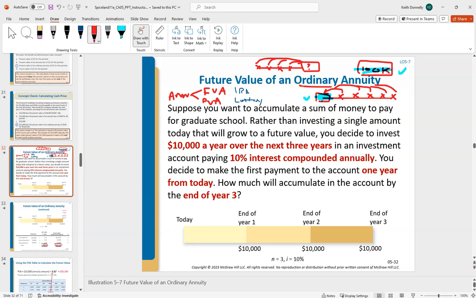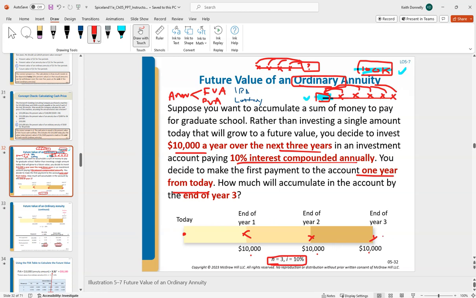Let's look at a specific example of the future value of an ordinary annuity. They tell us here 10 grand a year, you're going to invest for the next 3 years. There's a 10% annual interest. You decide to make the first payment 1 year from today. So here's today, and the first payment is at the end of the year. If this is at the end of the period, it must be an ordinary annuity. They give us the factors here. We know the annuity amount.